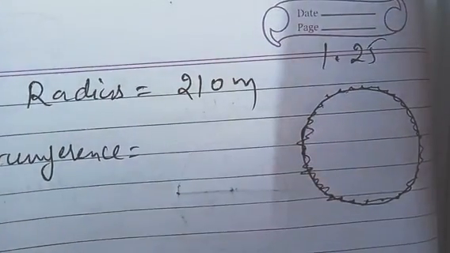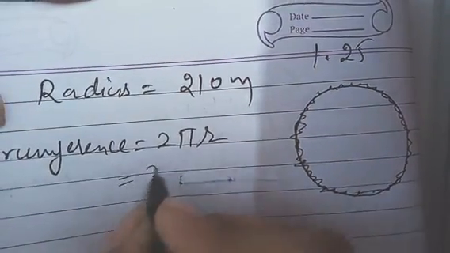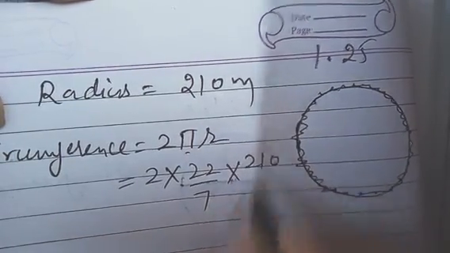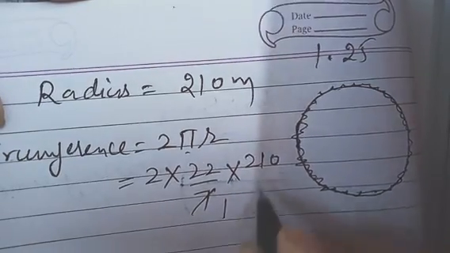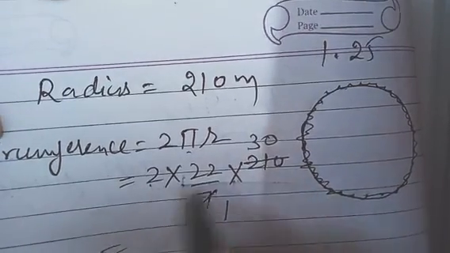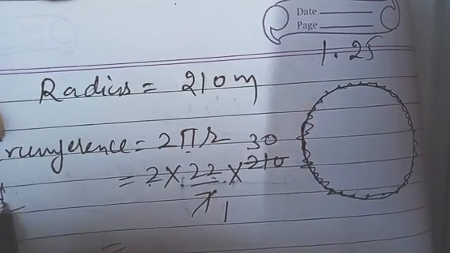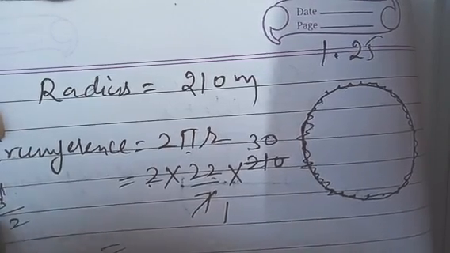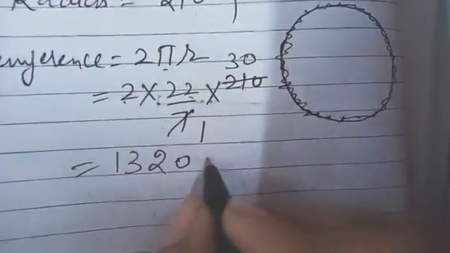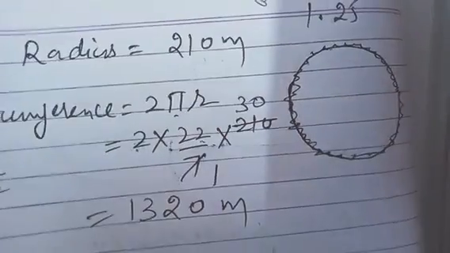We will find the circumference. Then we can find the total distance. What is the formula of circumference? It's 2 pi r. 2 multiplied by pi, whose value is 22 by 7, and the r value we know is 210. Now 7 1s are 7, 7 3s are 21, 0 as it is. Now 22 multiplied by 2 is 44. Then 44 multiplied by 30 is 1320 meter. It means the total distance is equal to 1320 meter.